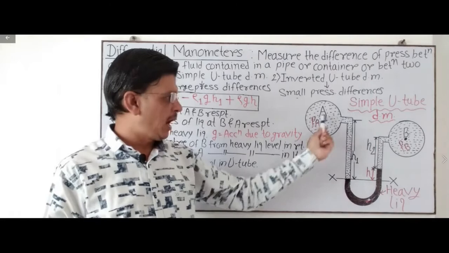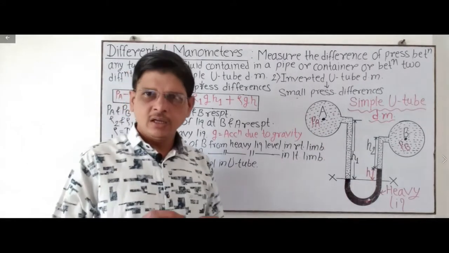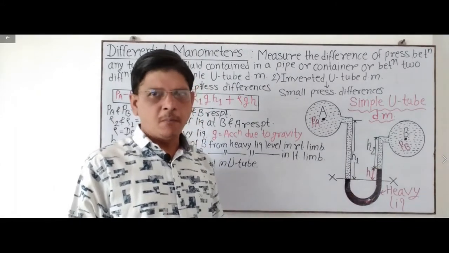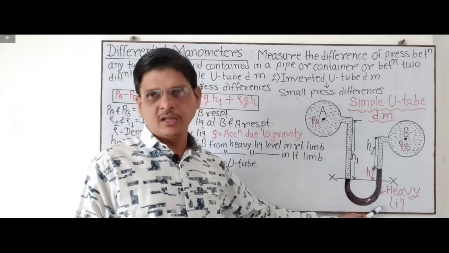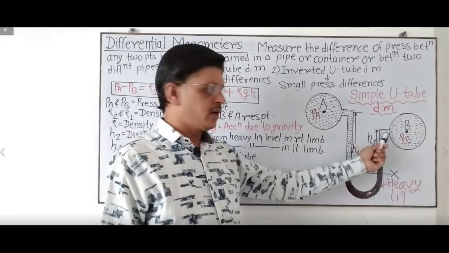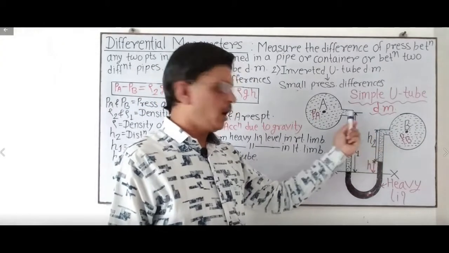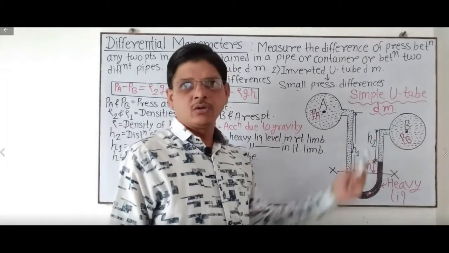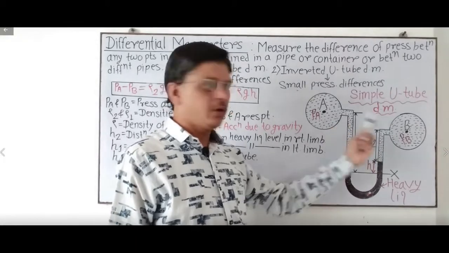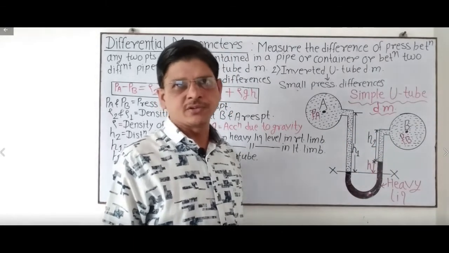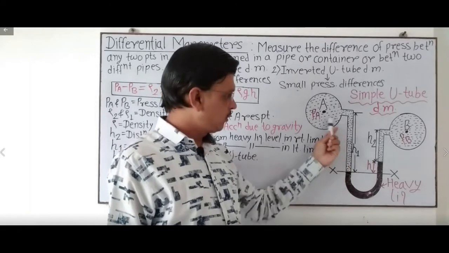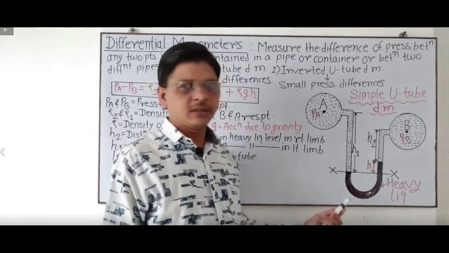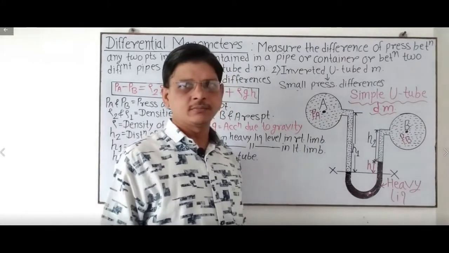Let's have a look at it. It consists of a glass U-tube which contains manometric fluid that is a heavy liquid like mercury. The 2 ends of the U-tube are connected to the 2 different pipes at 2 different points where we need to find out the pressure difference. We assume that these 2 liquids in 2 pipes are different and are lighter than the manometric fluid.